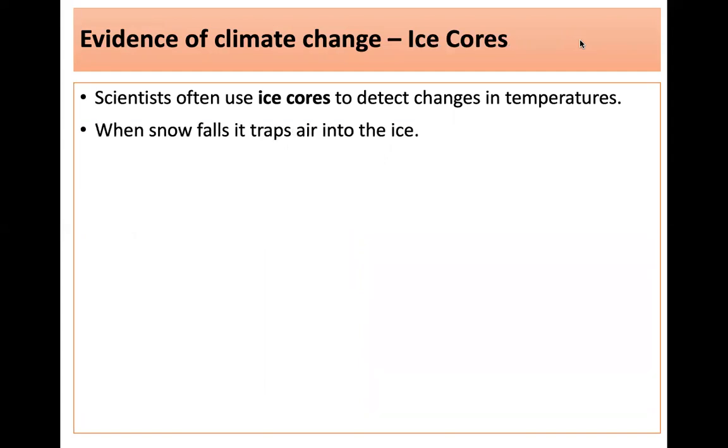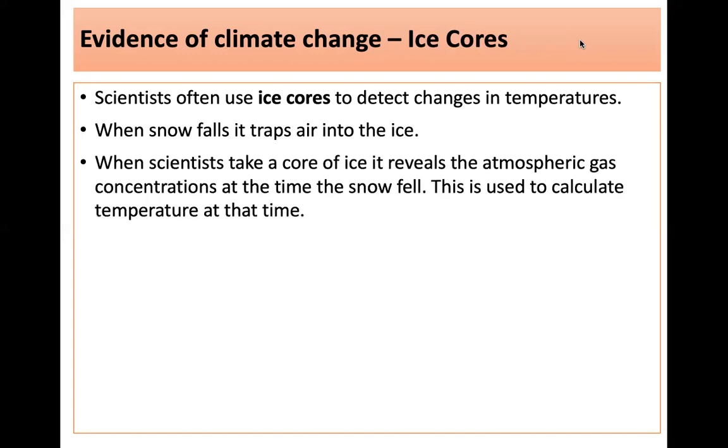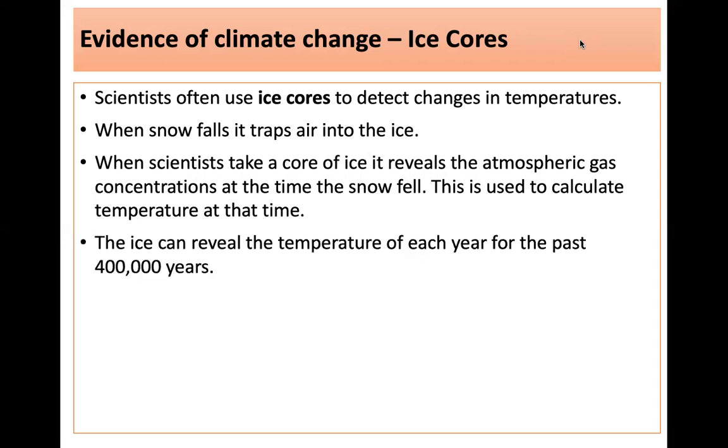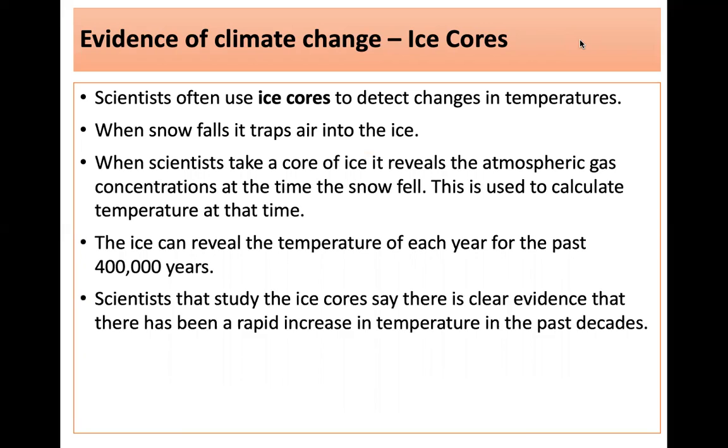Now, a lot of our evidence comes from ice cores, which are used to detect changes in temperatures, because we know that when snow falls, it traps air into the ice. And when scientists take a core of that ice, it reveals the atmospheric gas concentration at the time that the snow fell. And that's used to calculate temperature at that time. So the ice can reveal the temperature of each year for the past 400,000 years.